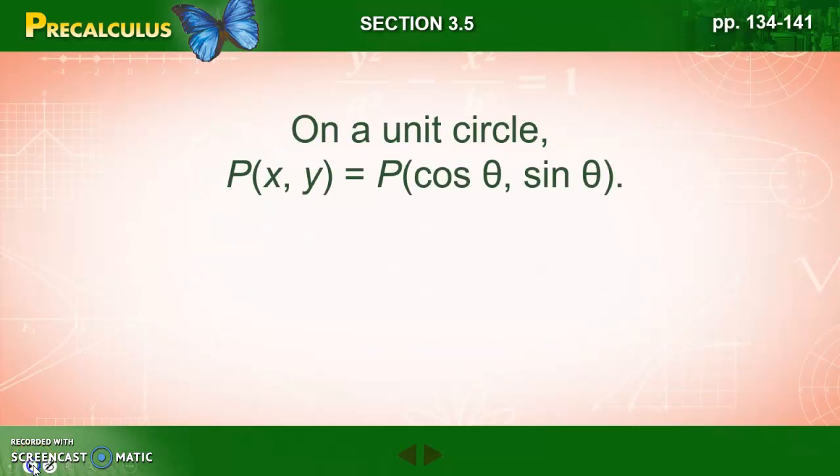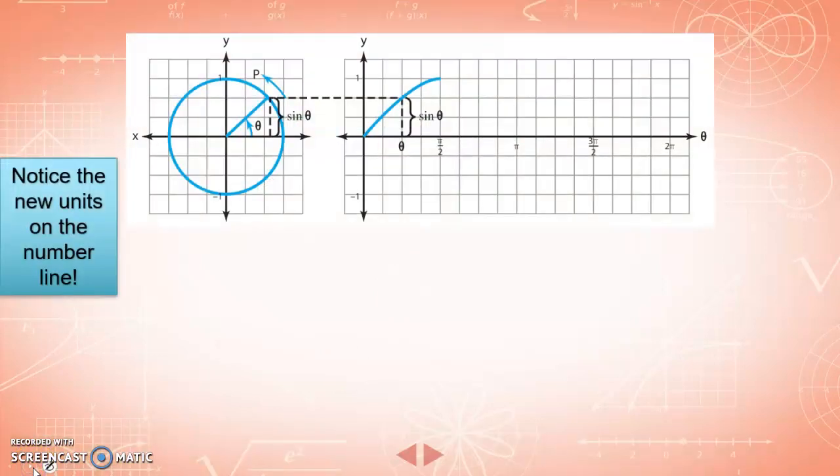Now on a unit circle, which you should be familiar with already, P of x, y is the same as P of cosine theta, sine theta. We've talked a lot about how x is first in the alphabet, y is second, cosine is first in our coordinates, and sine is second. If we're putting things in alphabetical order, we've got x and y, cosine and sine. Both of those are in alphabetical order.